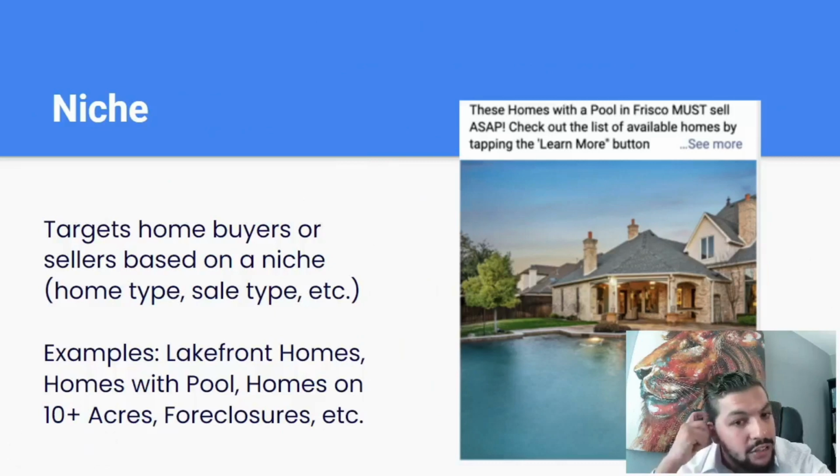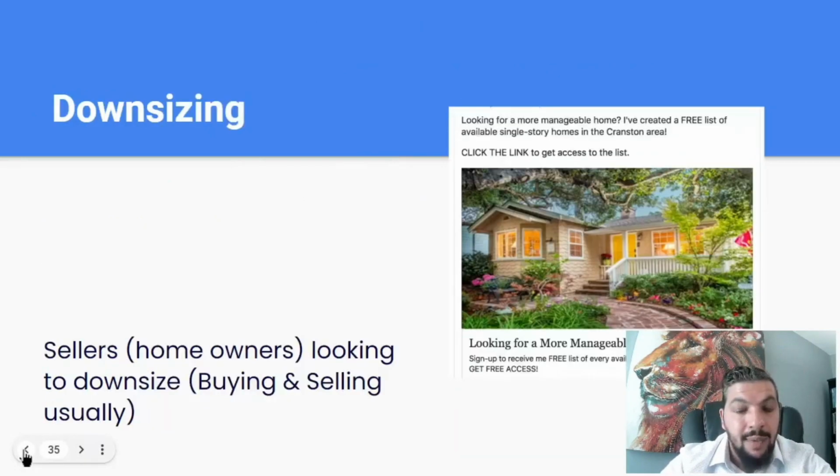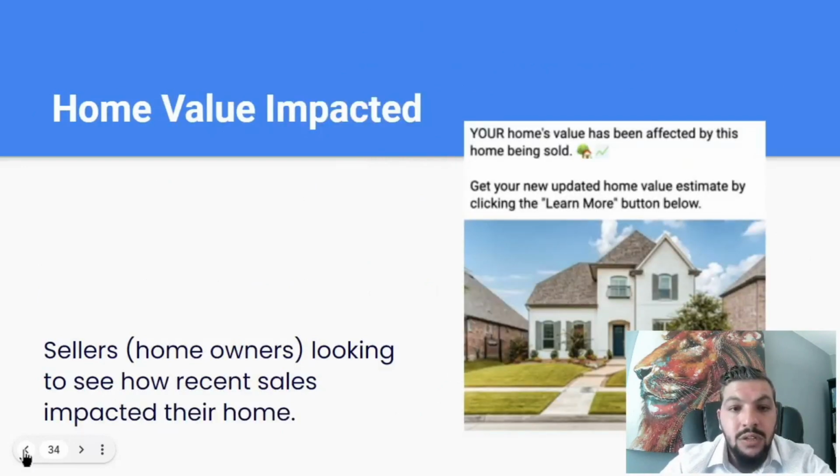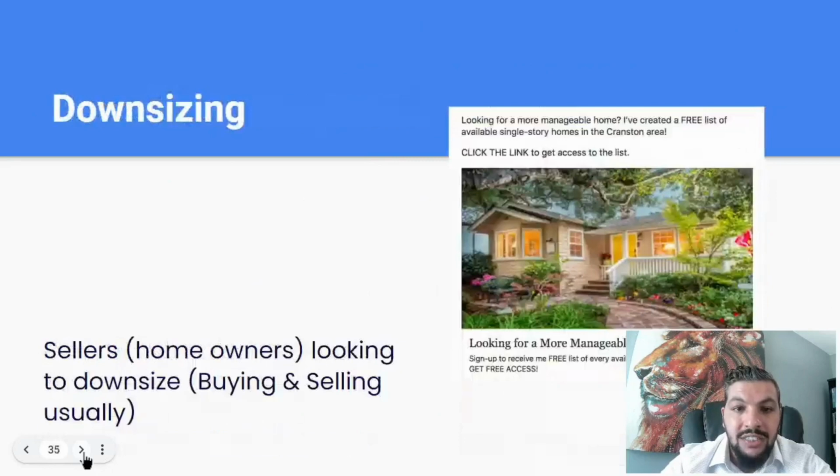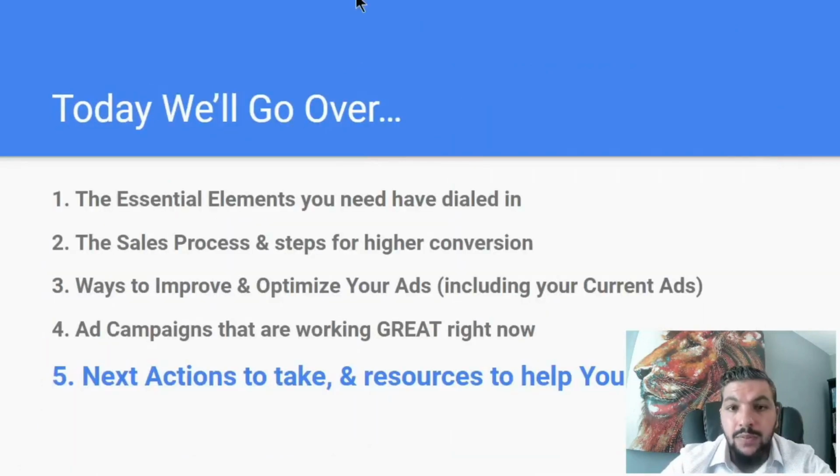Niche campaigns are great as well, which target buyers or sellers based on a specific niche, a specific home type, or a specific sale type. For example, lakefront homes, or people looking for homes with a pool, or people looking for homes on 10 plus acres, or people looking for foreclosures, right? So all of these things can be great niches to tap into, right? So again, niche campaigns, downsizing, home value, new construction, and price reduced campaigns. We've seen great success with these recently, right?